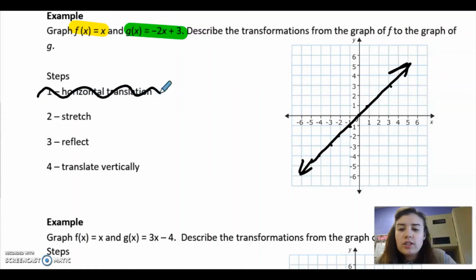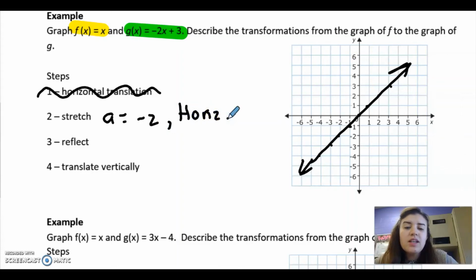Our stretch is a. What does our a equal here? Okay, it's negative 2, and negative 2 is squished with x and only x. So we know this is going to be only with x, so that is horizontal. And then it's greater than 1 according to just the 2. We're going to look at just the 2. It's greater than 1, so it is a shrink.